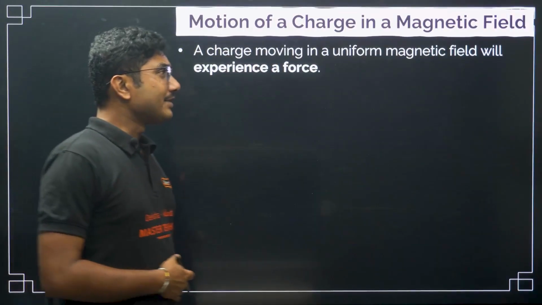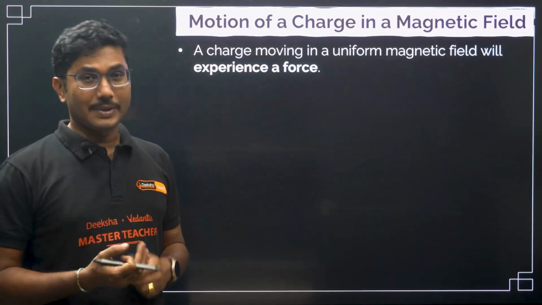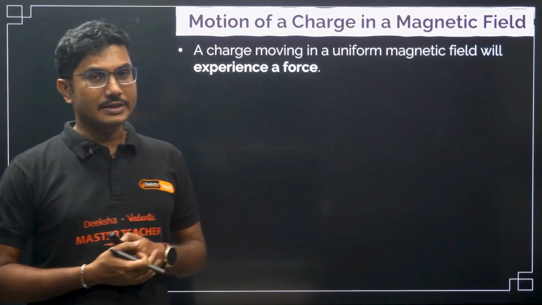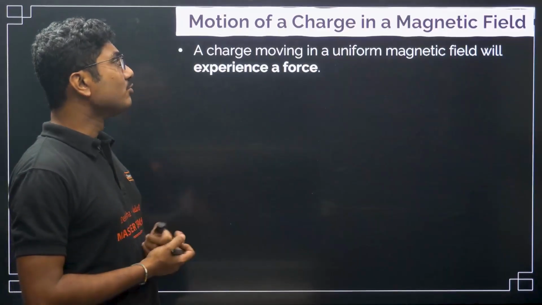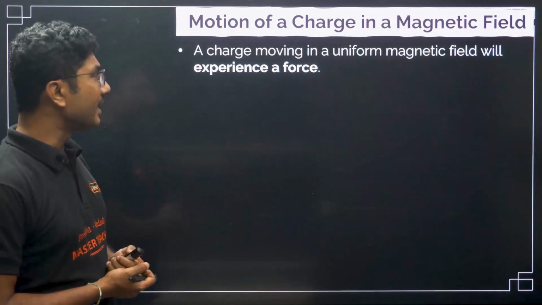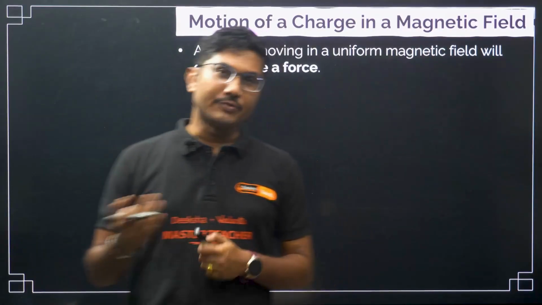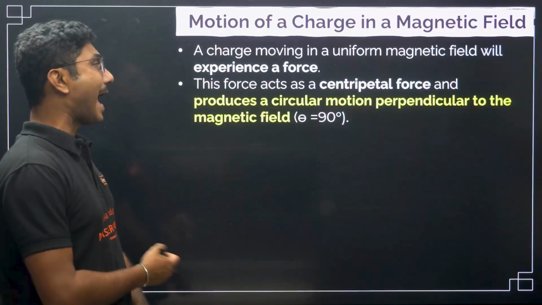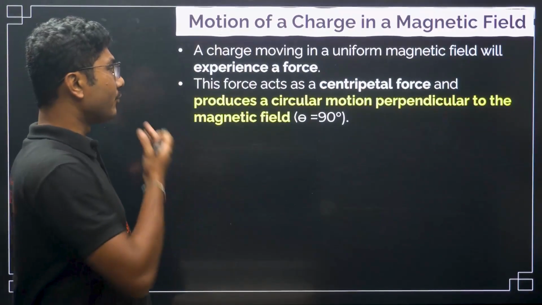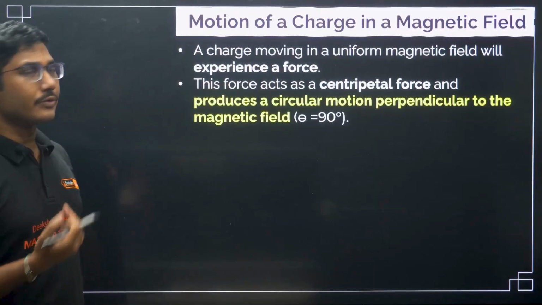Now, motion of a charge in a magnetic field. As I said, this is a chapter about magnetism, so we will only discuss the motion of charge in a magnetic field. A charge moving in a uniform magnetic field will definitely experience a force. This force acts as a centripetal force and produces a circular motion perpendicular to the magnetic field.